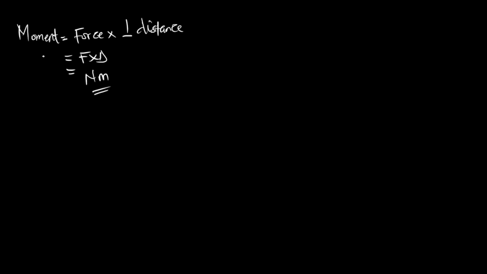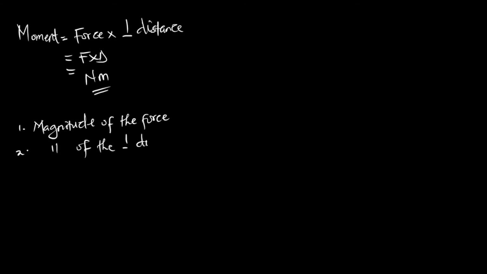Now the moment of a force about any particular point depends on what? One, the magnitude of the force. Secondly, it also depends on the magnitude of the perpendicular distance. So the moment of a force about any particular point depends on the magnitude of the force, and then the magnitude of the perpendicular distance.